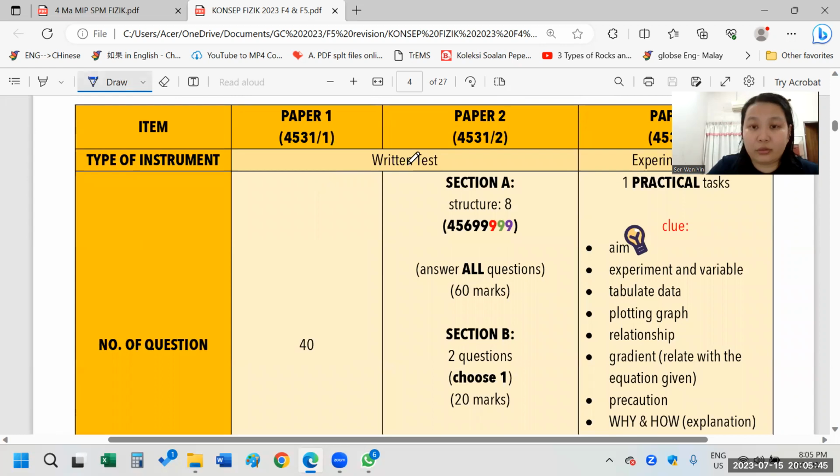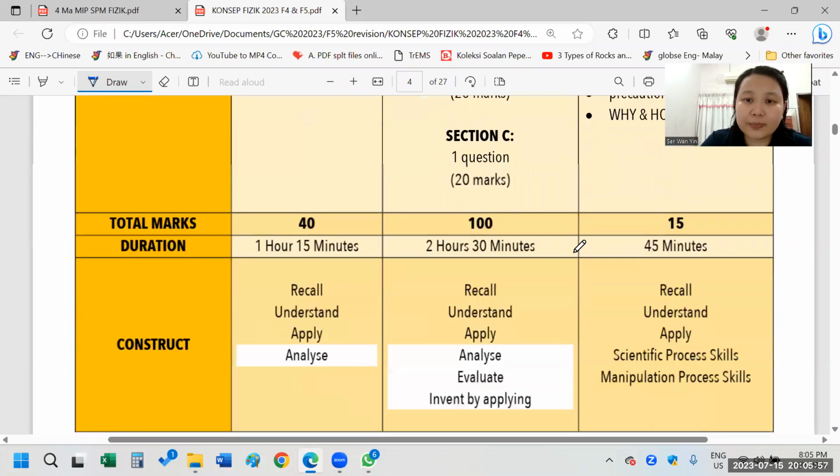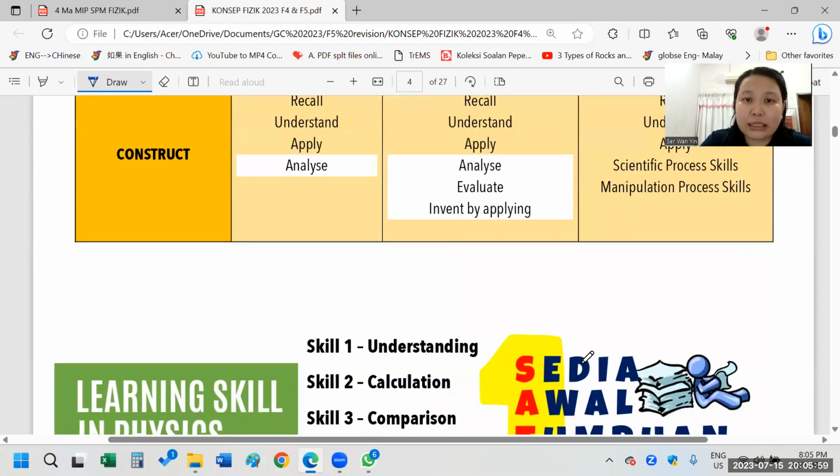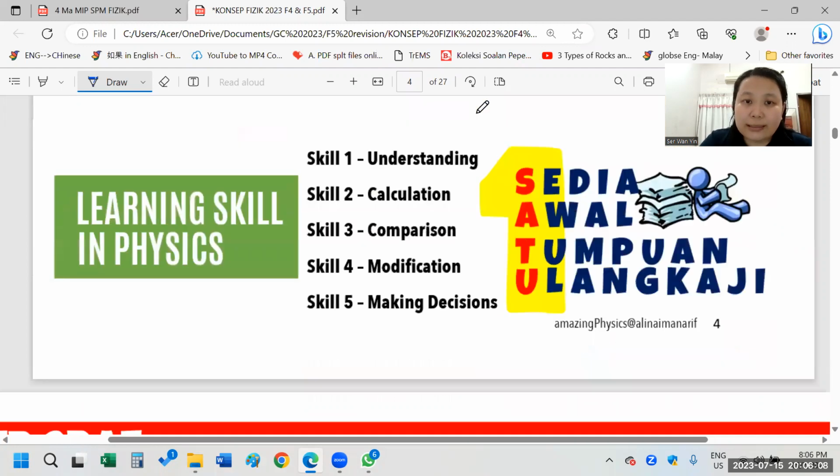I think all of you know paper 1, paper 2, very familiar. Just paper 3, I'll have one class to practice paper 3, all right? So for this time, for the exam, we only count 140, all right?